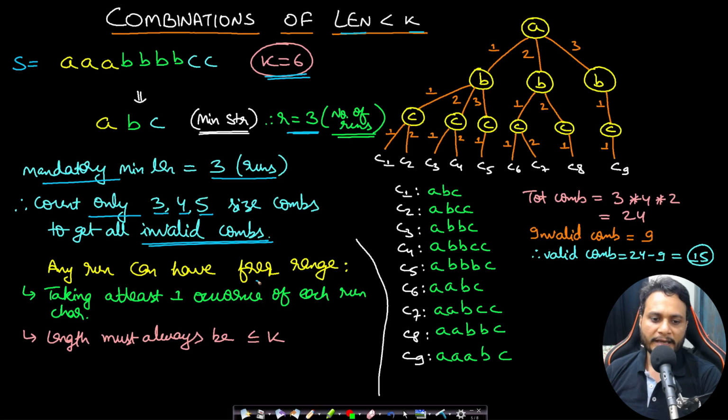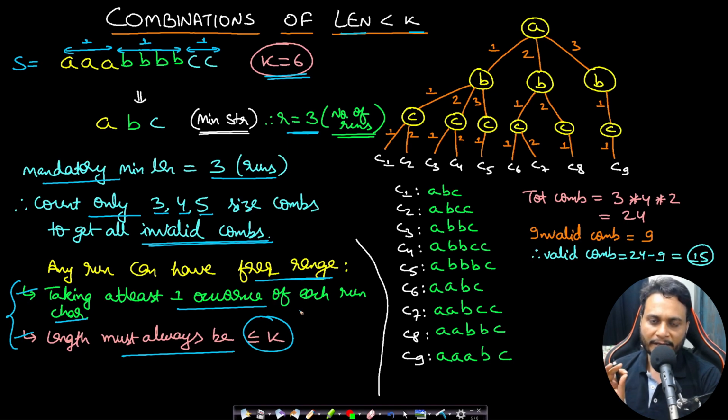So any run can have a frequency range by considering 2 factors. The first factor is taking at least one occurrence of each run character. That means if A is the run, then at least one time A has to be included. If B is the run, whatever its length, at least one time it has to be included, and the same goes for C as well. And the length must always be less than K so that it is an invalid combination.